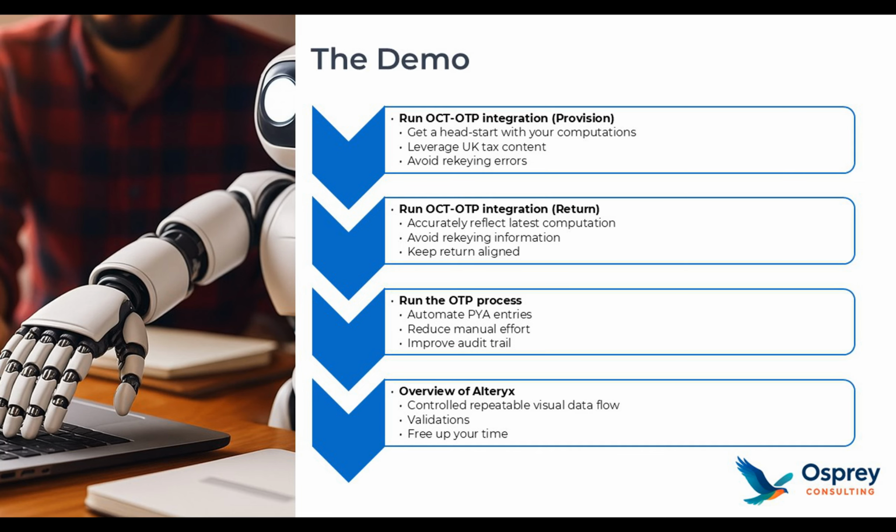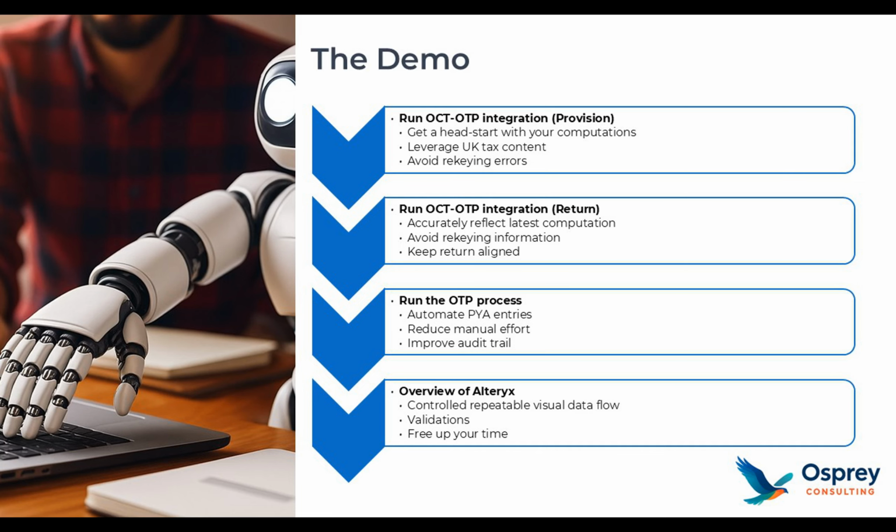All right, so a quick summary of the demo today. We have run and rerun our OCT and OTP integration in order to populate our provision and return data sets. What have we done? Well, we've allowed you to get a head start with your computations at year end if you have the time to do that, and leverage that UK tax content. We've enabled you to avoid rekeying errors, which is quite a common error.